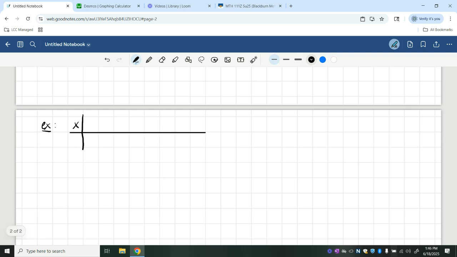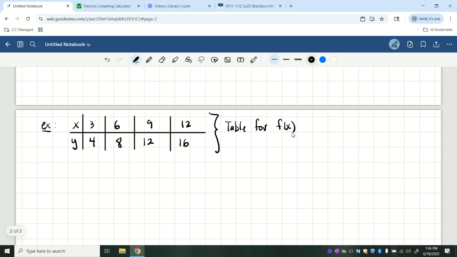If I give you this graph, or this table of values right here. So 3, 6, 9, 12. And I tell you my outputs are 4, 8, 12, and 16. I tell you this right here is a table for f of x. And I want you to give me a table for f inverse. Okay, so we're going to do a table for f inverse.